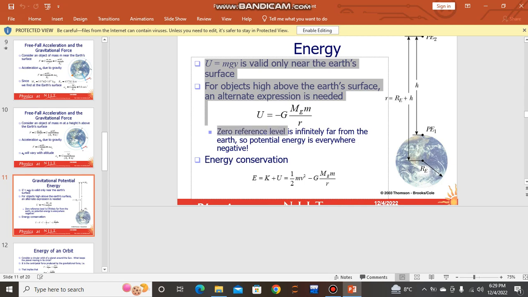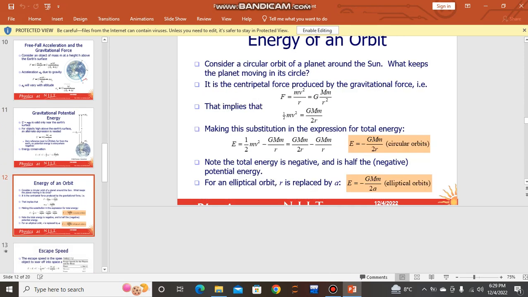The zero reference level is infinitely far from the earth, so the potential energy is everywhere negative. Energy conservation, E is equal to K plus U, gives us 1 over 2 mv squared minus G M m over r. Energy of an orbit: consider a circular orbit of a planet around the sun.